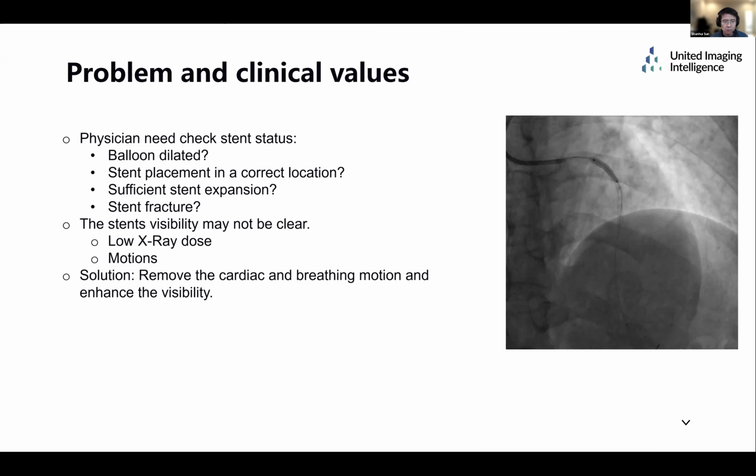The motion is caused by both cardiac and breathing motion. One solution to improve the stent visibility is that we could remove the cardiac and breathing motion, and then also enhance the SNR in the stent region.